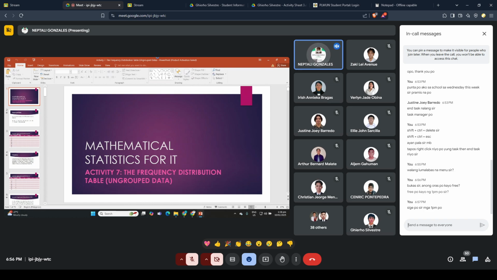So we are done with the frequency distribution table of grouped data. Now is the FDT of ungrouped data.